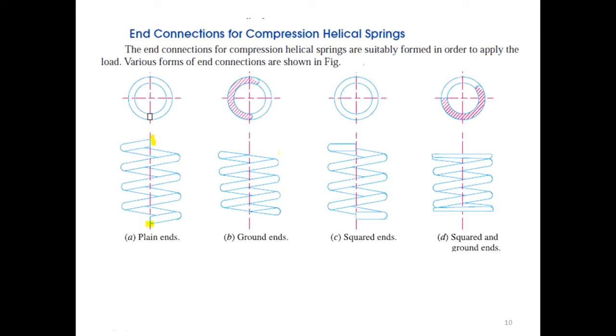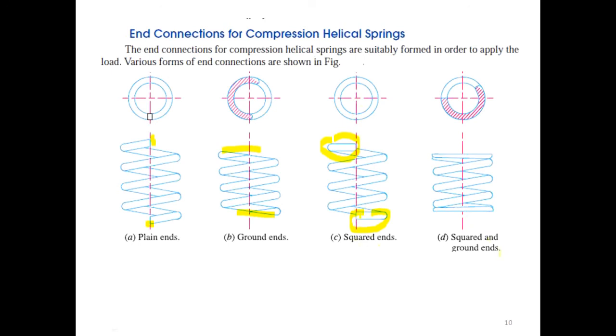Then the ground end. In the ground end condition, the spring is coiled like a spiral, and the end of the spring is cut perpendicular to the axis of the spring, and then you can see the ground end. Then the square end. In the square end spring, the last coil of the spring is perpendicular to the axis of the spring, and it is cut here. So it is a square end.